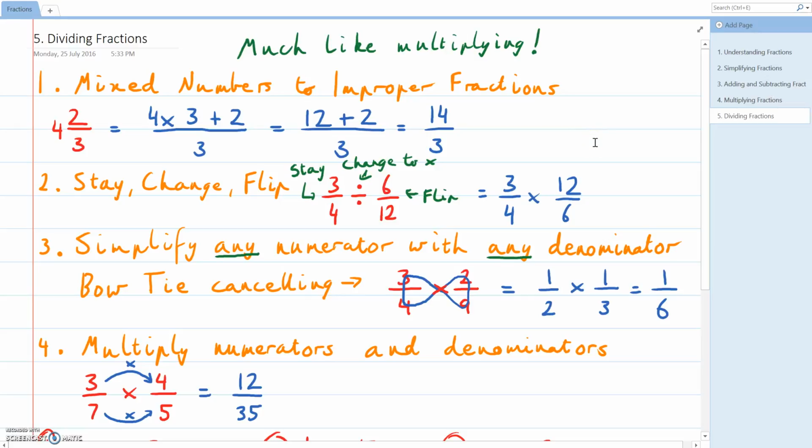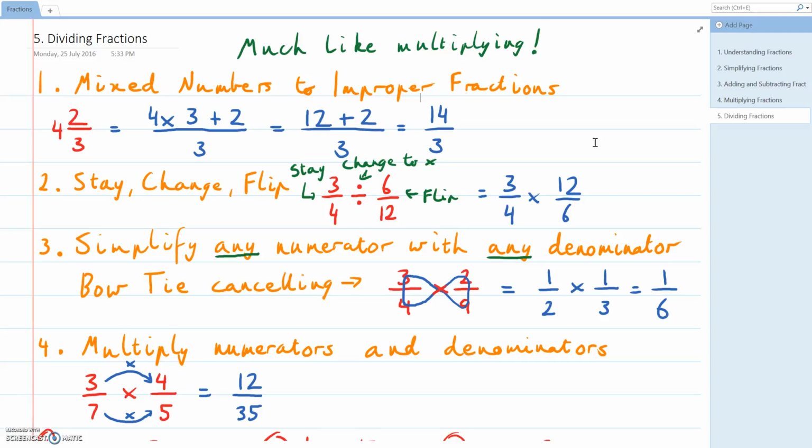Alright, last but not least in Year 7 fractions, let's have a look at dividing fractions. This is much like multiplying, so make sure you know how to change your mixed numbers to improper fractions. And we're going to use this method. Some people call it stay, change, flip.